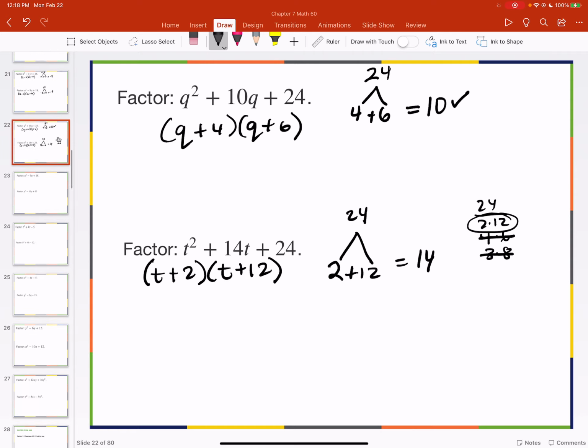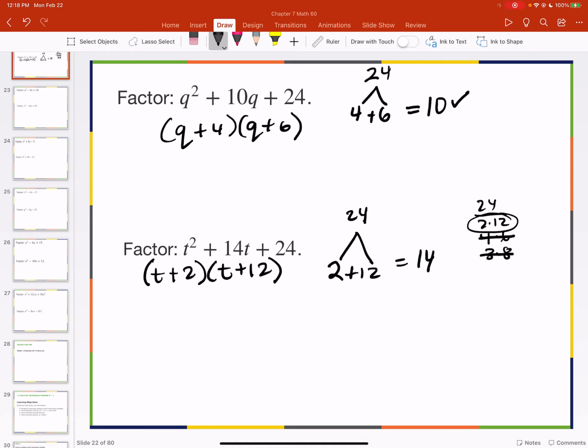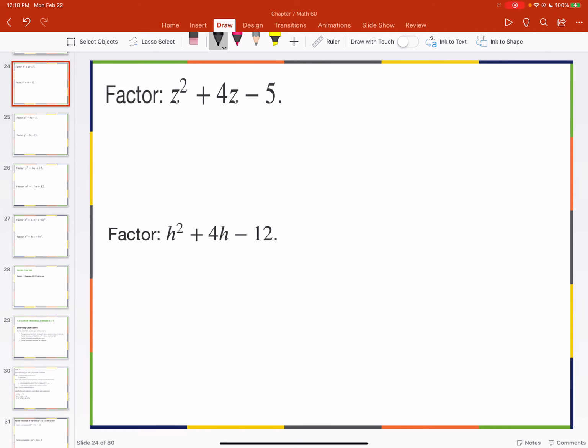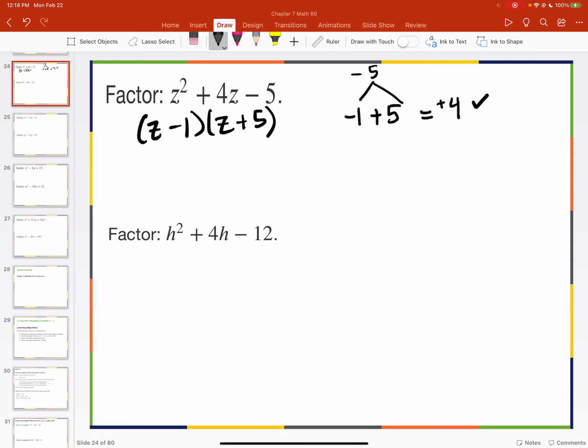Okay. Let's do a few more. I think we did the minus ones. What about if we have a negative at the end? So here we have negative 5, and we want the factors of negative 5 such that they add up to a positive 4. So just make sure that you are aware of your signs, right? Negative 1 times a positive 5 gives you that negative 5, and negative 1 plus 5 is 4, so check. So then that factors into z minus 1 and z plus 5, okay?